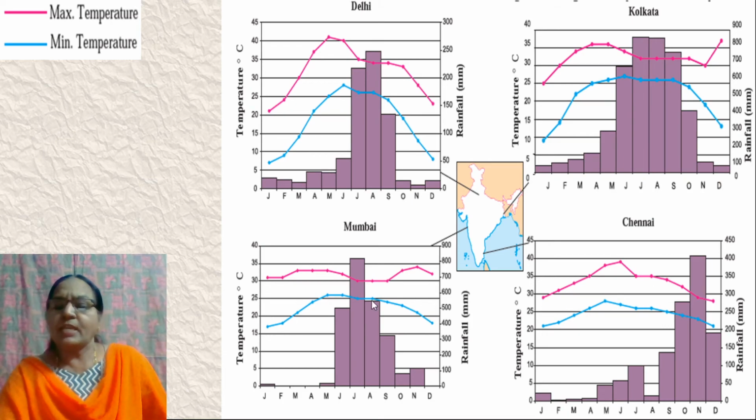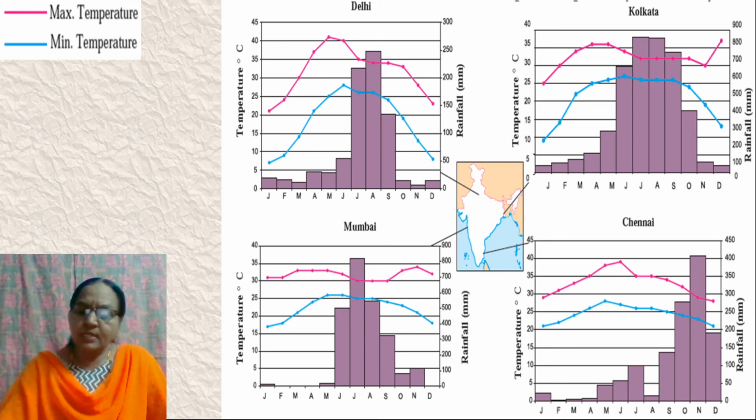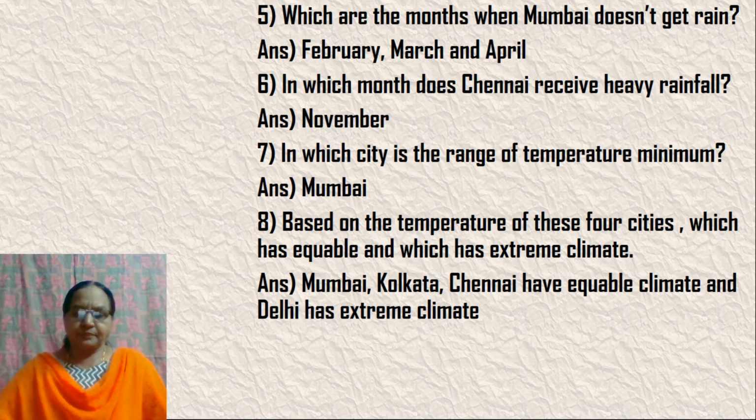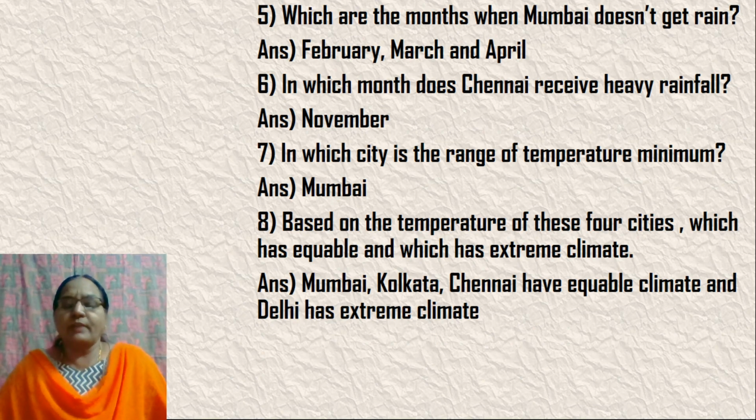and Kolkata, Chennai and Mumbai have equable climate, because you might have understood those cities or places which are near the coast, sea coast, have equable climate, and those which have a continental location. If you take Delhi, for example, it is situated in the interior of India, that is continental location. So Delhi will have extremes in climate. So children, I hope you have understood.